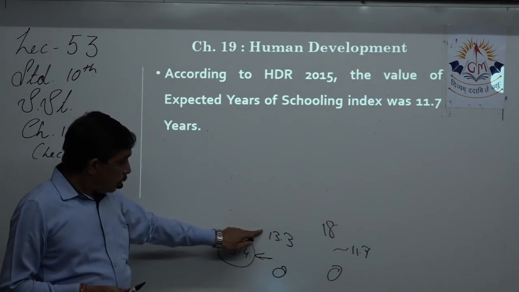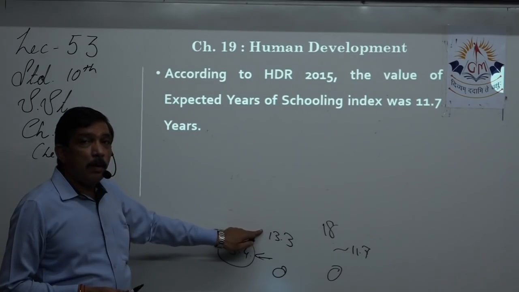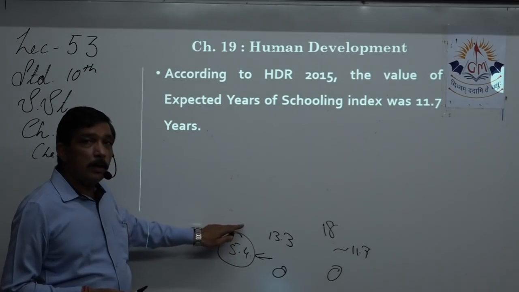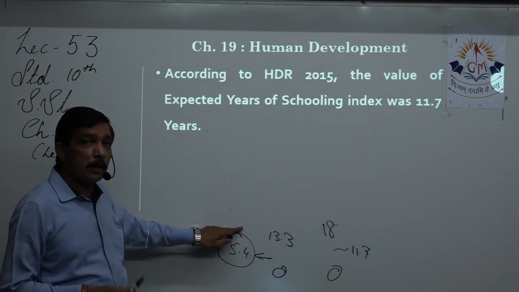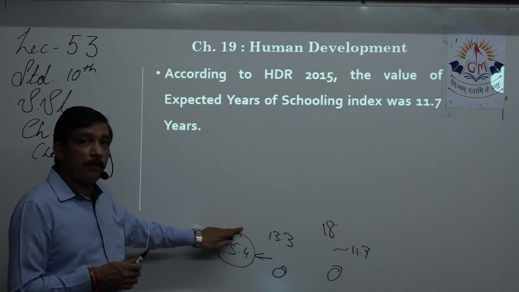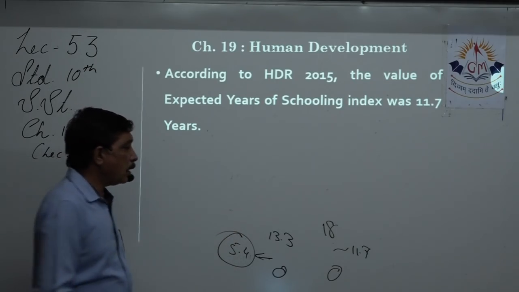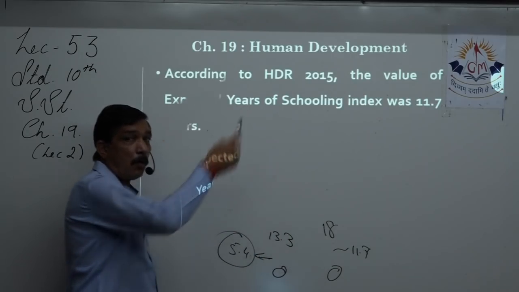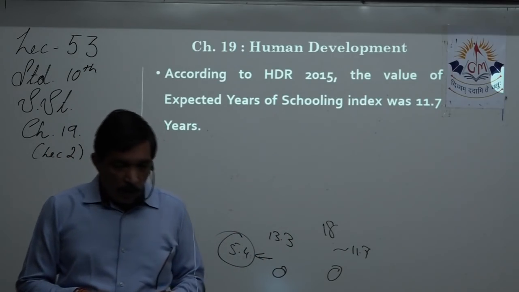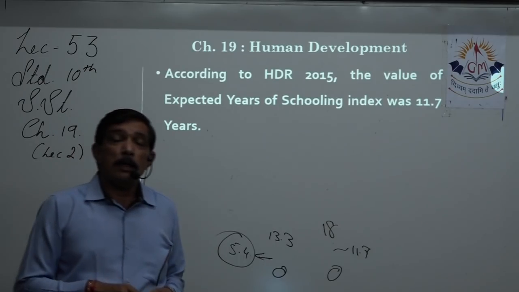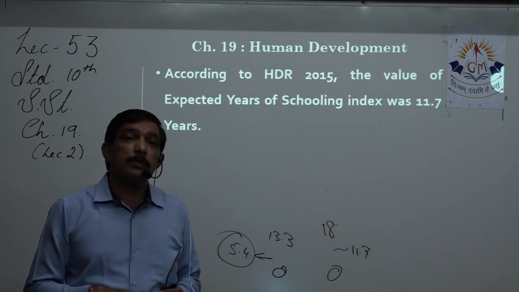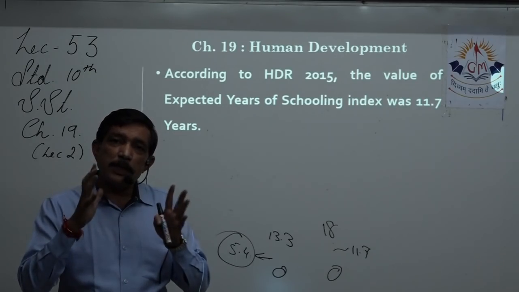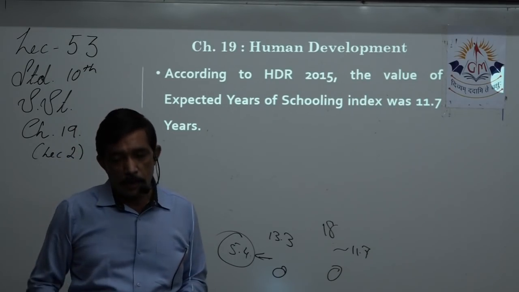Automatically, 6.7 ke aas pass mein half aayega. We are still below half on MYS, but here we are quite ahead. 9 is half, then we are above 50%. India ka EYS acha hai, but we need to improve on MYS. As soon as we improve, index mein change aayega, hamara ranking upar chala jayega.